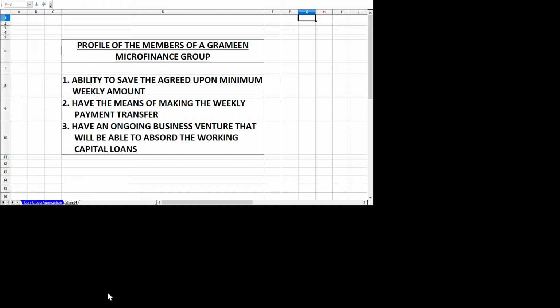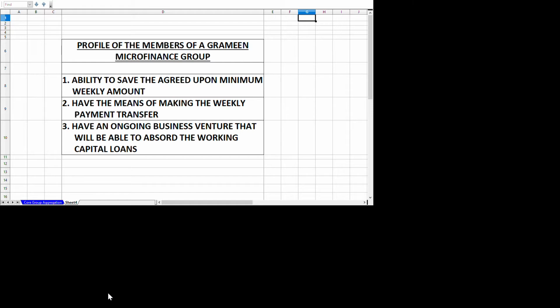The first one is the ability to save the agreed upon minimum weekly amount. So the members will agree on the amount that they can save. This is a no stress amount. The members can save this under normal conditions.